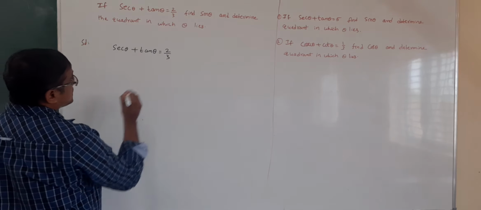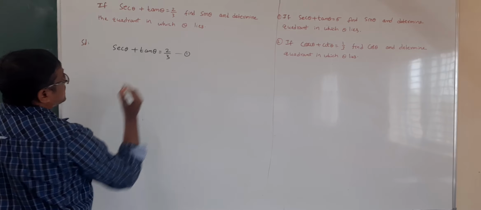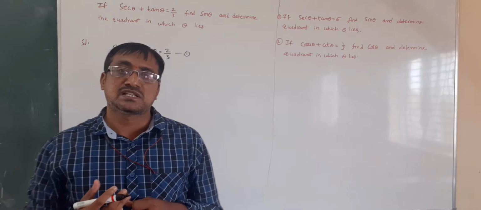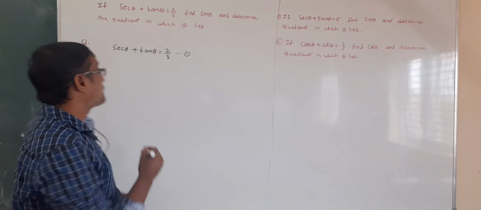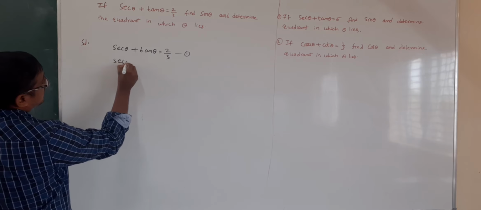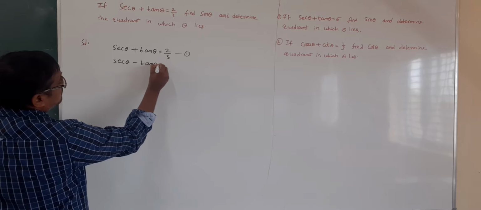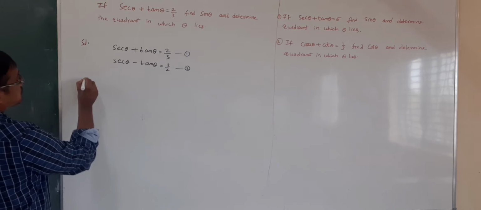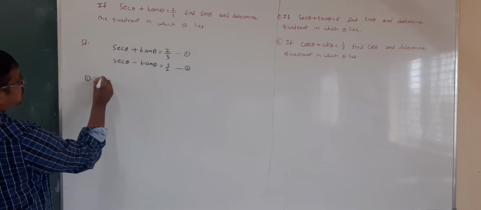You have a relation. If secant theta plus tan theta is equal to n, then secant theta minus tan theta is 1 by n. So secant theta minus tan theta is 3 by 2. Let it be equation 2. Now let us add these two.